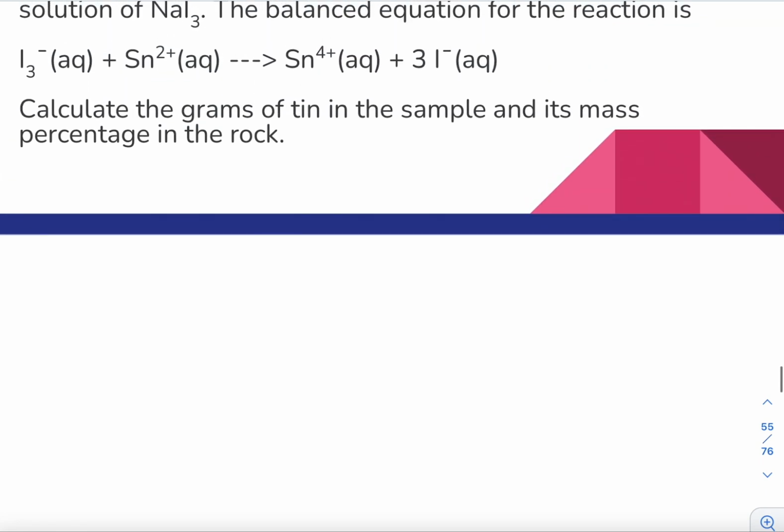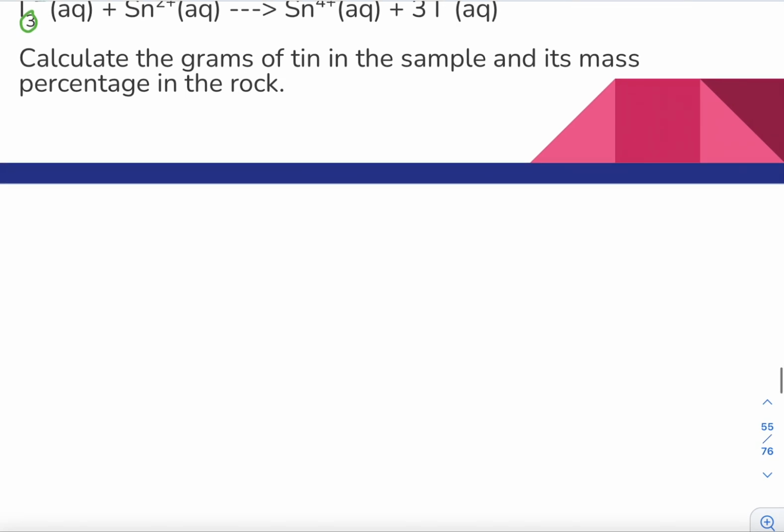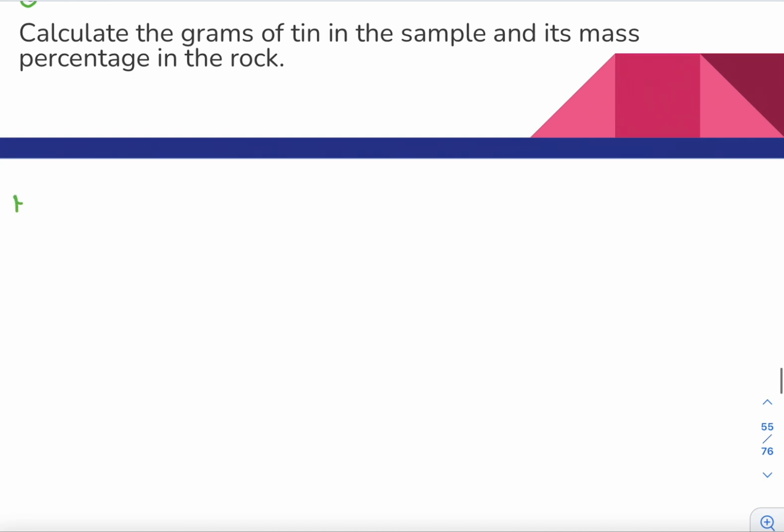So this one is a lot like the one we just did. And now we're finding the mass and the percentage. So we're going to start by finding out the moles of I3 minus. Just so you know, 3 is the subscript, minus 1 is the charge, in case that wasn't clear. So what you're going to do first is find the moles of I3 minus, and to do that, you're going to multiply the molarity times the liters.